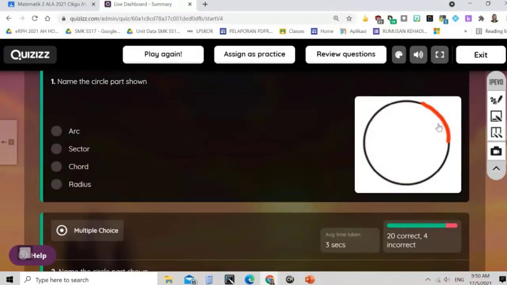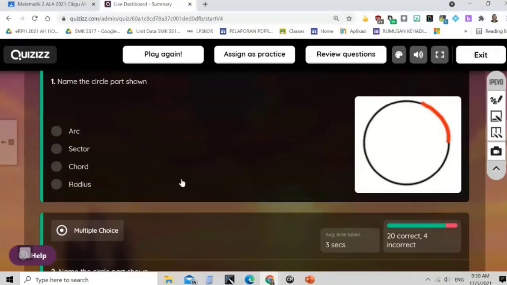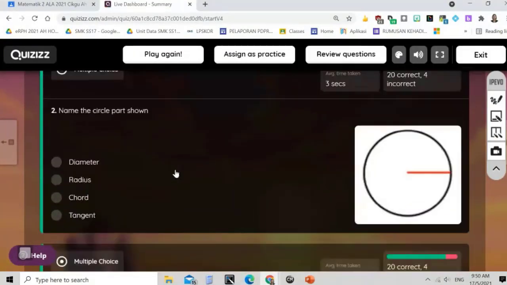Arc. Okay, arc. So Nuha, Nasrin, Patricia, and one more, who? Please check your answer. Okay, arc. Okay, number 2, this one. The red color, part of the straight line. Pass it to the center.